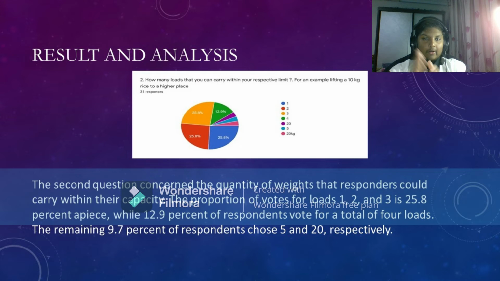The vote proportion for loads 1, 2 and 3 is 25.8% apiece, while 12.9% of respondents vote for all 4 loads. The rest, 9.7% of respondents, selected 5 and 20. The respondents state that each of their capabilities as well as the loads they can lift are individual.